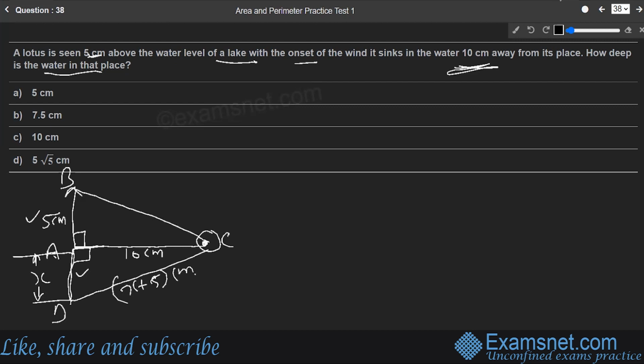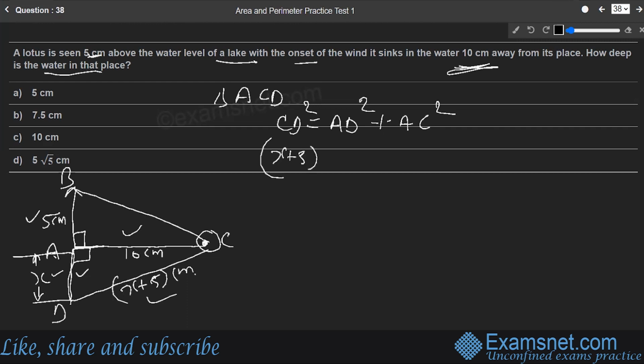Now we are supposed to find out X in this. We are supposed to find out the depth. So we can relate it to a right angle triangle situation where we have got X, 10 and X plus 5 as the 3 sides. If we use the Pythagoras theorem, then in triangle ACD we can clearly say CD square is equal to AD square plus AC square. If we put in the values, then X plus 5 whole square is equal to AD value X square plus AC square, which is 10 square.